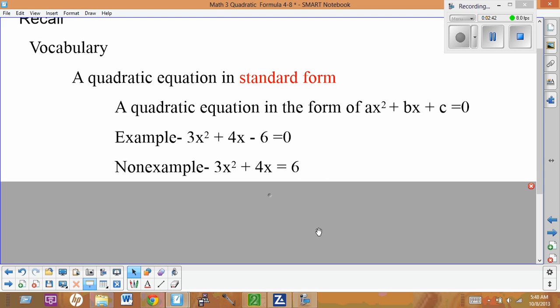Here's a non-example: 3x squared plus 4x is equal to 6. Standard form again must be equal to 0. All your terms need to be on one side. We usually use the left.